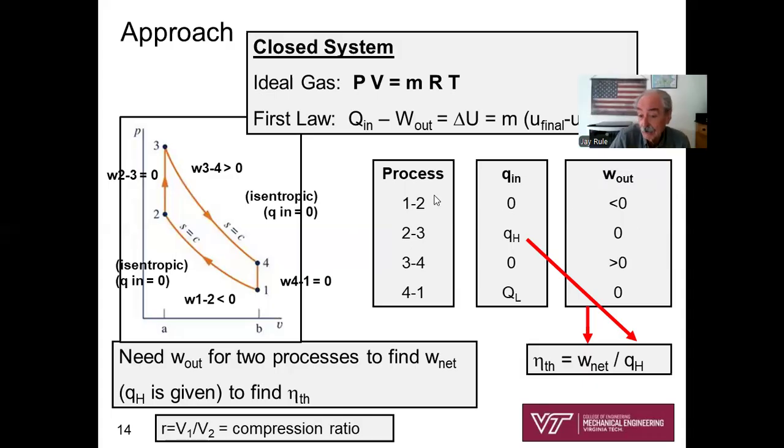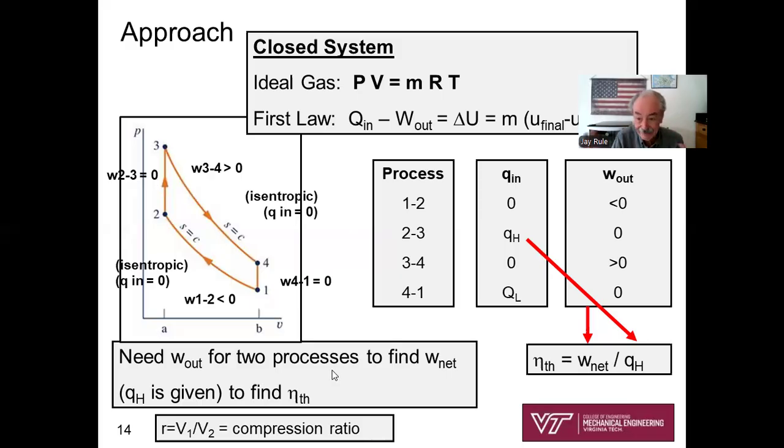And I created a little table for myself. Q net 1 to 2, that's 0, reversible adiabatic. 2 to 3, that's QH, that's where the heat's added. We're going to need that for thermal efficiency. 3 to 4, reversible adiabatic, Q net is 0. And 4 to 1, oh, I've got a capital QL. I should have written in little qL there. How about W out? 1 to 2, less than 0. I'd better get a negative number. 2 to 3, 0. 3 to 4, bigger than 0. 4 to 1, 0. And so that's going to lead me to get thermal efficiency.